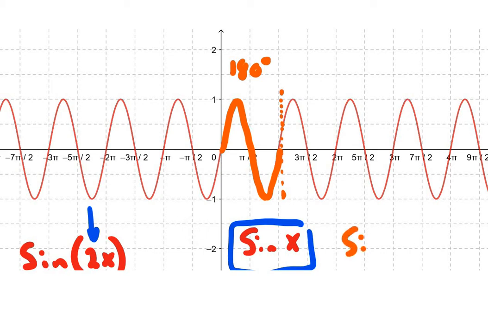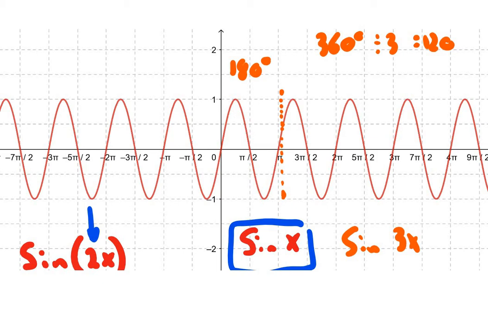If I said the sine of 3x, well then it would be 360 degrees divided by 3, which would give me 120 degrees. So that means at 120 degrees, which would be around, let's say here, it would go up, down, and up again. Okay, so it would repeat itself every 120 degrees. Notice though, the range stays the same. Okay, it's between 1 and minus 1.